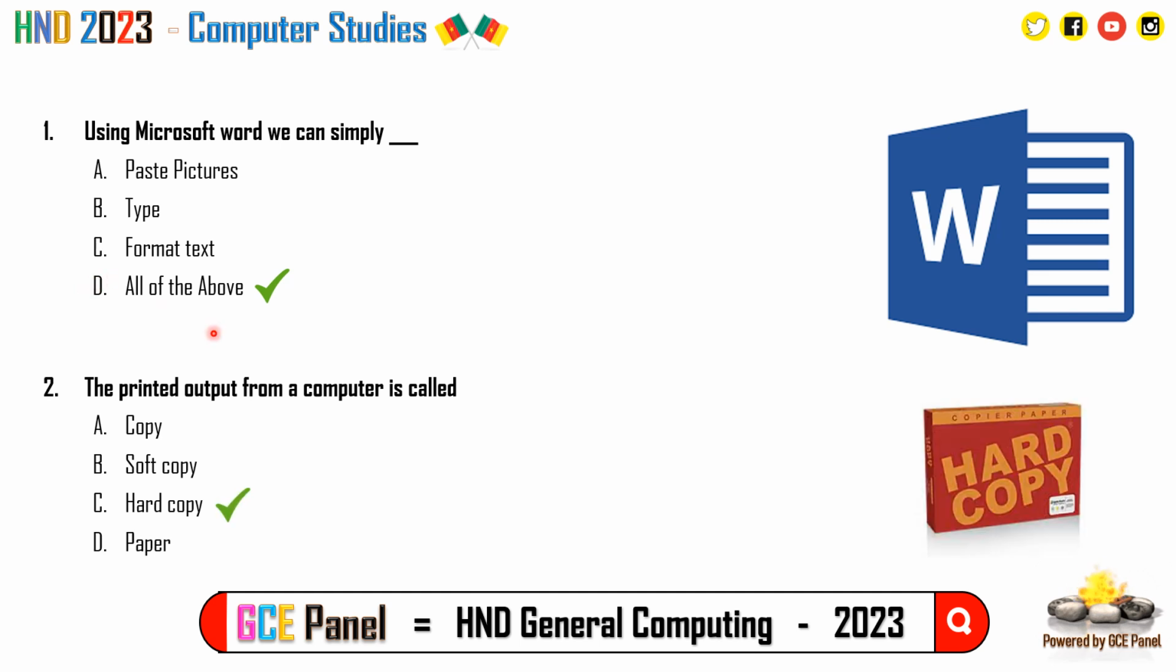Question 2, the printed output from a computer is called. When you print out of your computer, that is probably using your printer. It's called a hard copy, like the books you have in school. They're all hard copy books, like your formula booklet you're using for HND. That's hard copy material. So the key for question 2 is C.